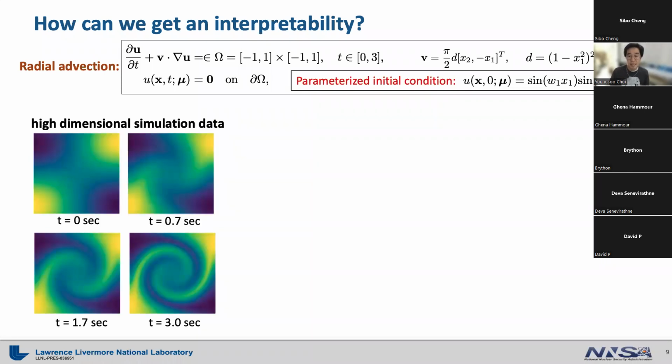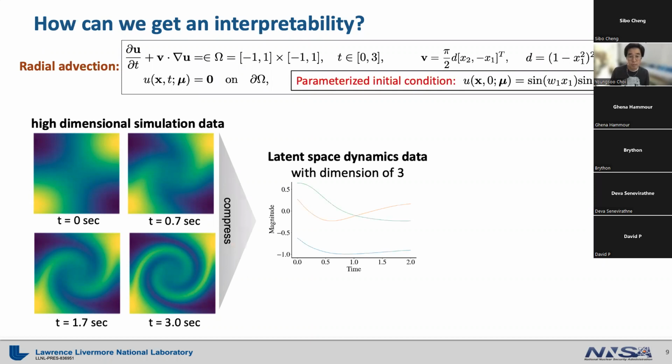This data is high dimensional, so it would be hard to fit them directly into some model. Plus, remember that our goal is to build a fast model. To build a fast surrogate model, we better deal with reduced space dimensions. So we compress the data, which, for example, leads to the latent space dynamics data with a dimension of only 3.